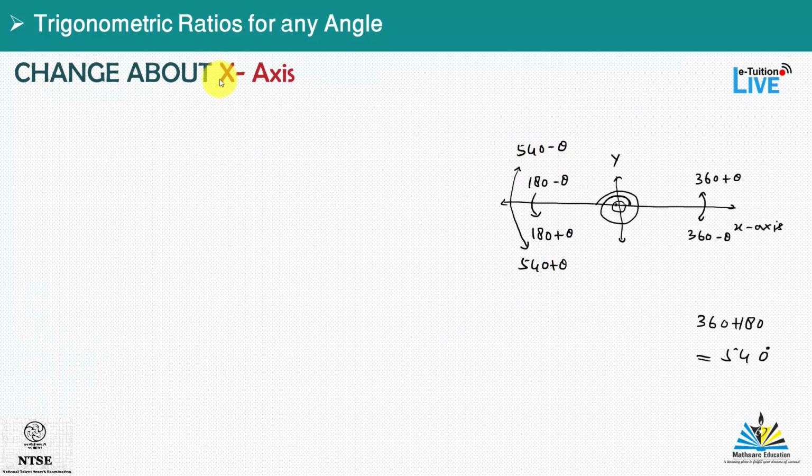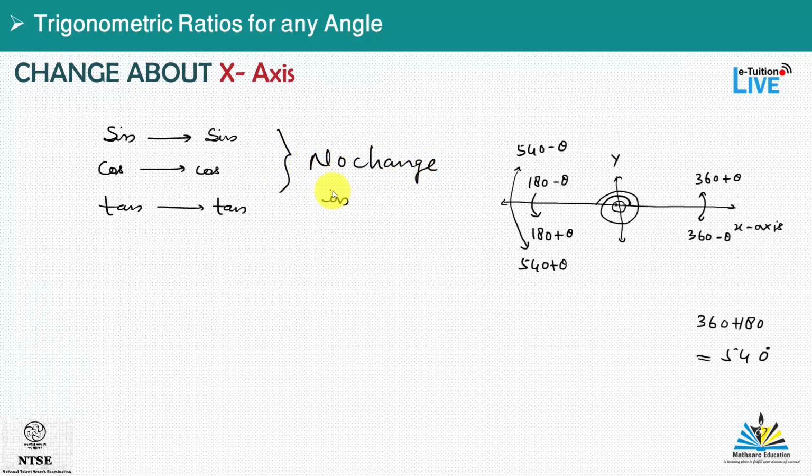If we have a change about the x-axis, then there will be no change in the trigonometric ratio. Sine will remain sine, no change, cos will remain cos, and tan will remain tan. So whatever trigonometric ratio you have, it will be the same. So we have no change in trigonometric ratios. Like we have sine of 180 minus theta. Since this is a change about the x-axis, sine will remain sine theta.